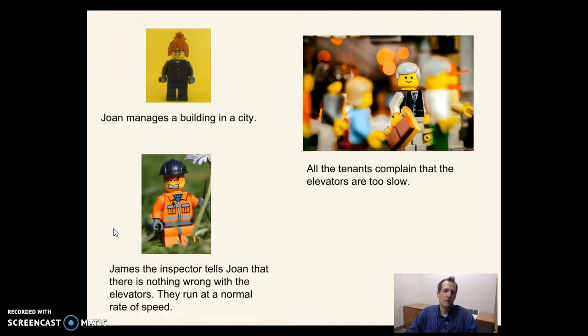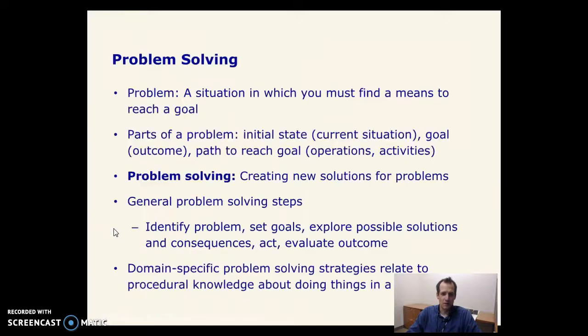And so Joan, being a good manager, she gets James, the inspector, and he tells Joan that there's nothing wrong with the elevators. They run at a normal rate of speed, and they're up to code and everything like that. So what should she do? This is a problem. So, how would we solve it? Well, we're going to talk about that a few different times throughout this part of the chapter.